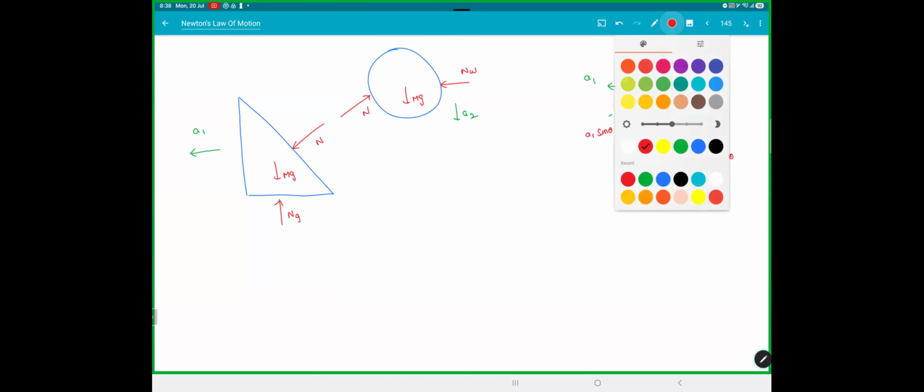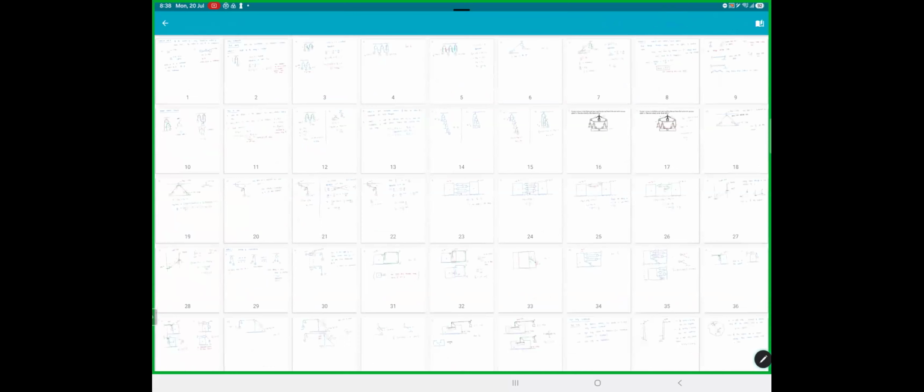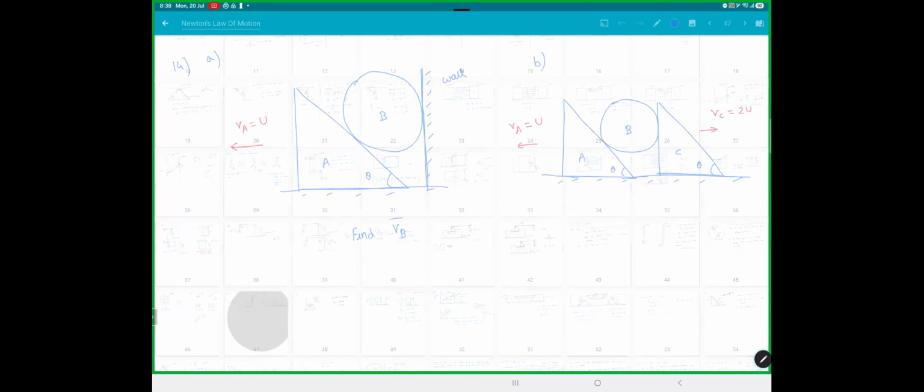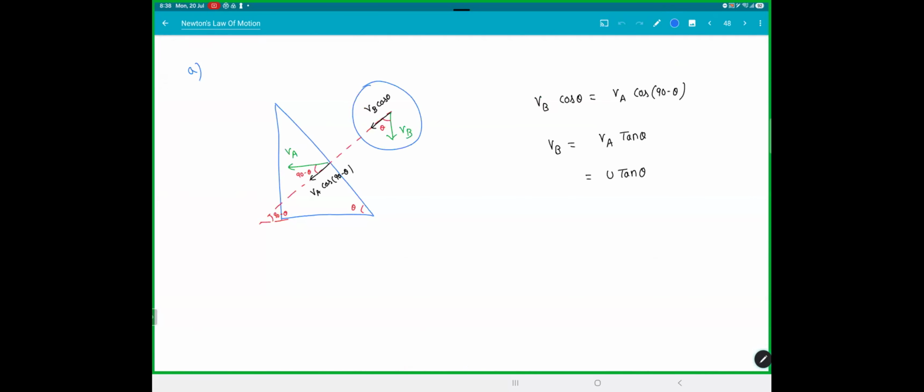And this we derived in constraints, if you remember. Which one? This guy. The first part of the problem. VB is u tan theta. Means if the wedge is going with u, B will come down with u tan theta.